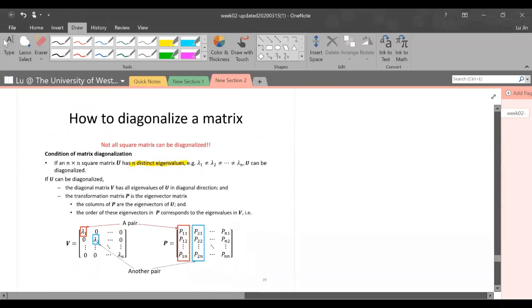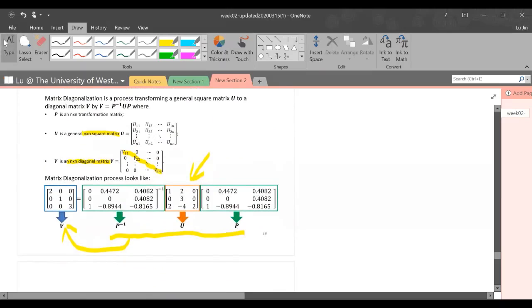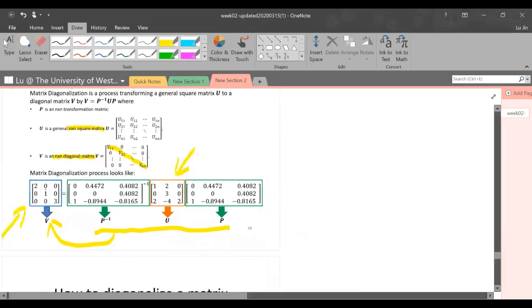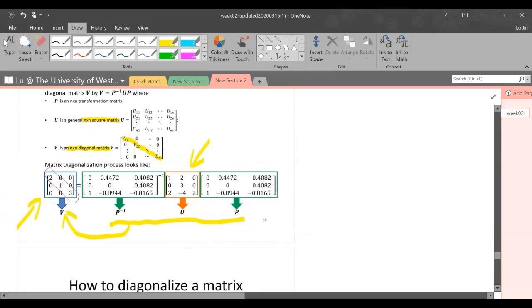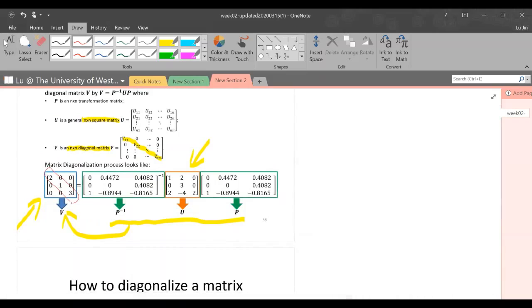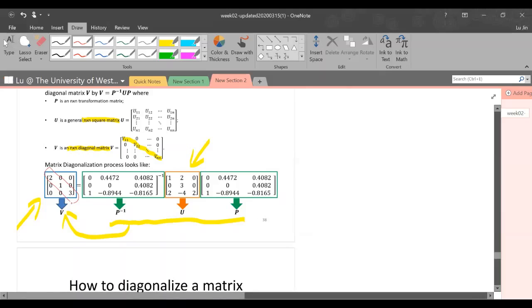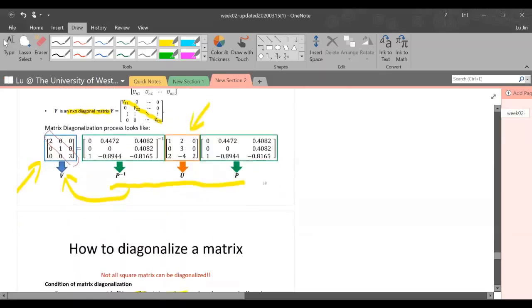Okay, so please bear in mind the condition is all the eigenvalues must be different from each other, so distinct eigenvalues regarding the U. And if U can be diagonalized, the diagonal matrix V just has all the eigenvalues of U along its diagonal. In other words, let's go back to the example. We said in this case, the U matrix in the middle is diagonalized by the P matrix to produce V. And after you finish the diagonalization process, in the V matrix here, along the diagonal direction, you got 2, 1, and 3. These 3 values are just the eigenvalues of the U matrix. And you can see these 3 values are different: 2, 1, 3. So distinct values.